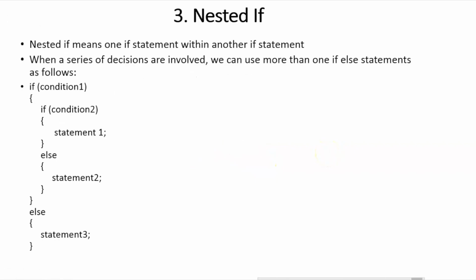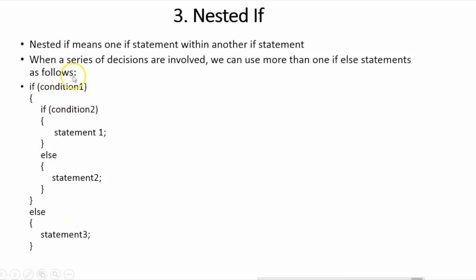And the third type of conditional statement is the nested if statement. Nested if means one if statement within another if statement. When a series of decisions are involved, we can use more than one if-else statement as follows. And this is the syntax of a nested if-else statement: if condition 1, if condition 2, statement 1, else statement 2, else statement 3.